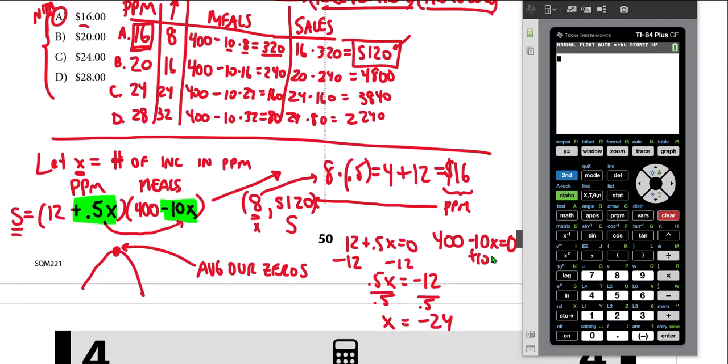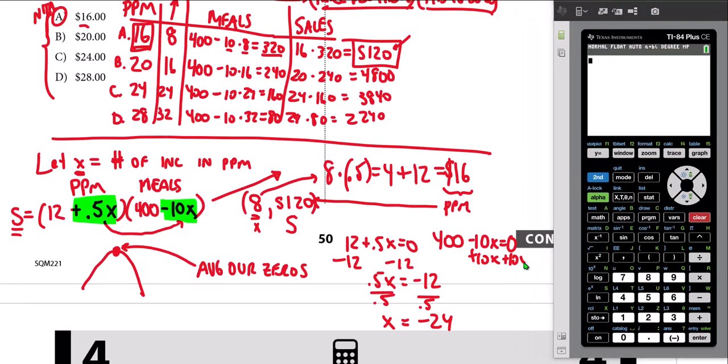My other 0 plus 10x. Let me move this calculator out of here. I get 400 equals 10x. Divide by 10. And what is that? I get x equals 40.